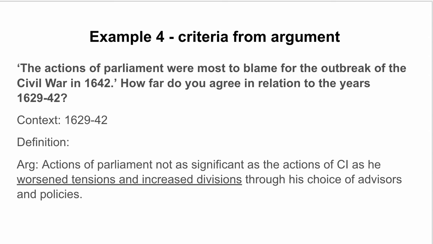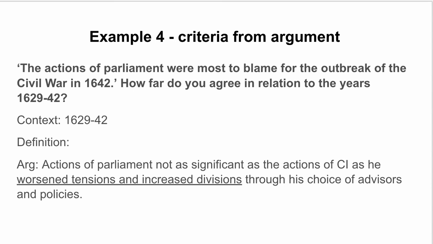So this question, 29 to 42, was it the actions of Parliament that were most to blame for the outbreak of civil war? And if you were to define something, it would be most to blame for the outbreak of civil war. But you think, well, that's pretty obvious. You don't necessarily need to break it down. You could define that. But you can also come up with criteria from your argument. And as I said right at the start, it's the basis of your argument. So here we go. Actions of Parliament not as significant as the actions of Charles I, as he worsened tensions and increased divisions through his choice of advisors and policies.